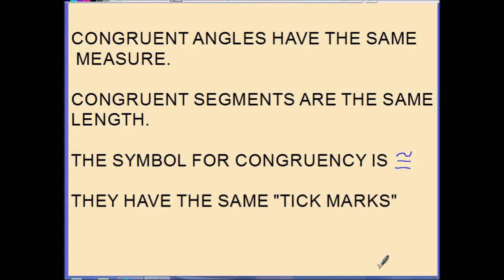And if we do have congruent things, they have the same tick marks. So if we have angles that are congruent, they'll have this little line through them, or a line with a marking in it. If we have segments that are congruent, they're going to have tick marks as well. Singles, doubles, X's, it doesn't matter, but they'll have the same tick mark.